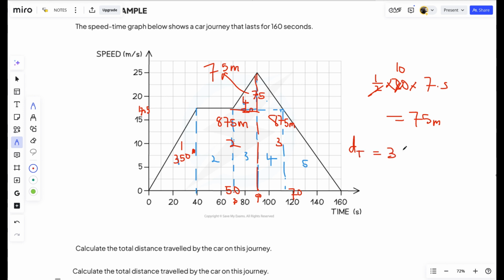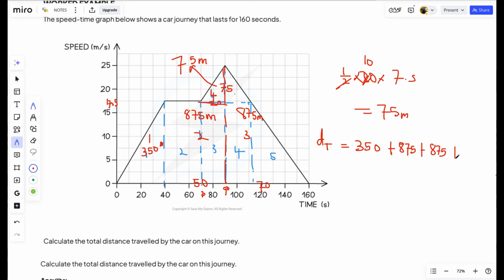350 meters. In Cambridge, in case you find something like this in the exam, 350 plus 875 times 2, or you just write them separately: 875 plus another 875, plus 75. We add everything together. Probably, if we don't make a mistake, we get 2,175. So the total distance will be 2,175 meters, unless we made a mistake somewhere along the line.